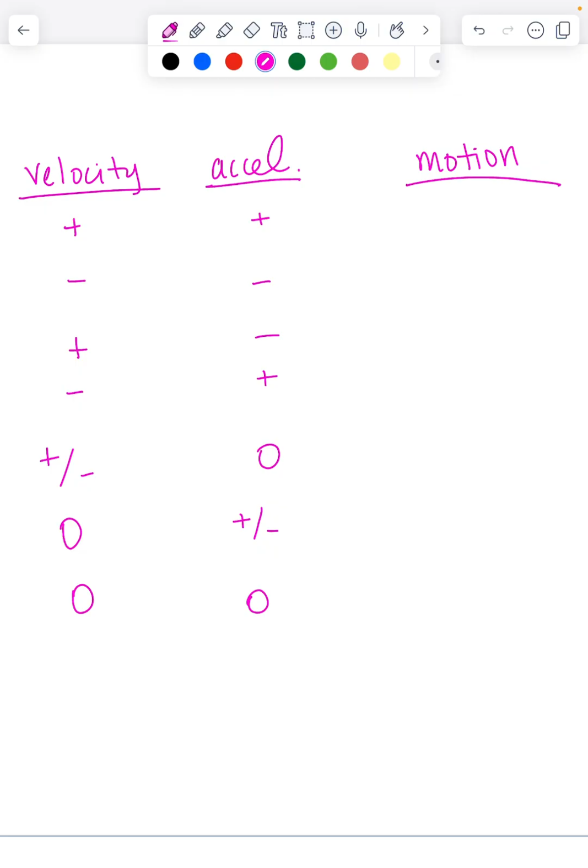Okay, so we know that vector quantities always have directions. So you have to pay attention to the directions of both velocity and acceleration to figure out what is actually happening in this motion. All right, so I want you to look at the first 2. We have a positive velocity and a positive acceleration. And then we have a negative velocity and a negative acceleration.